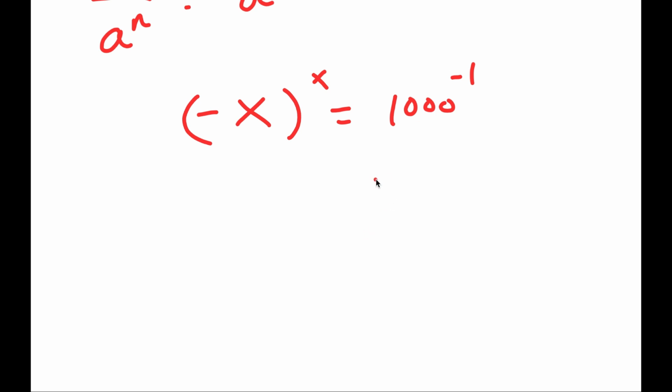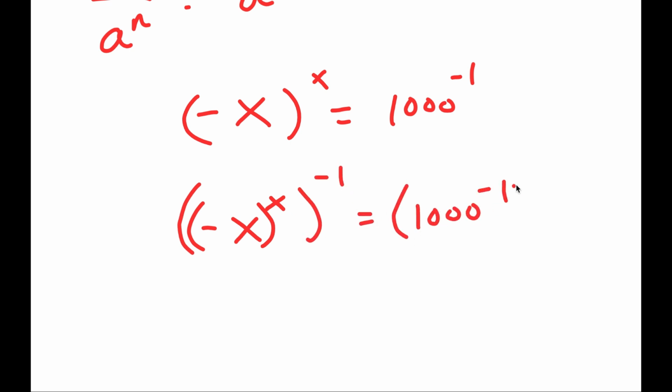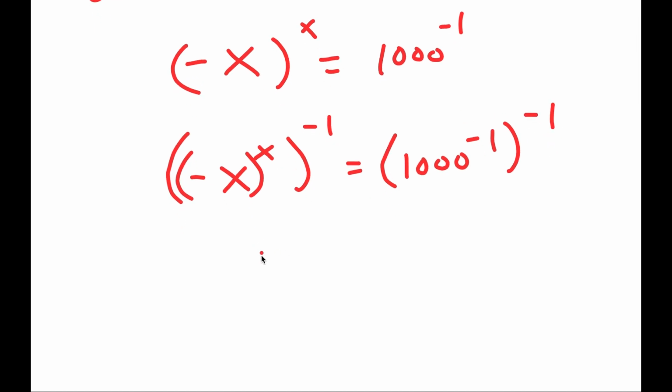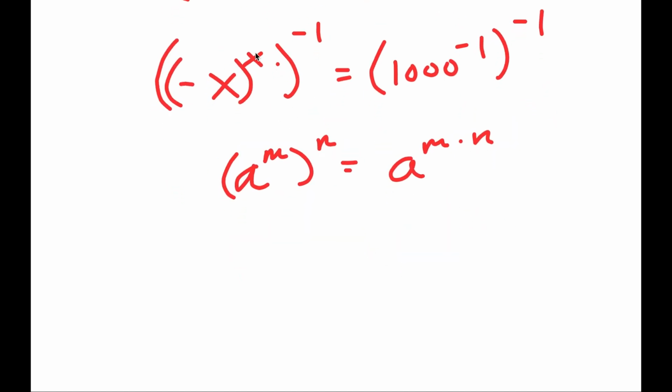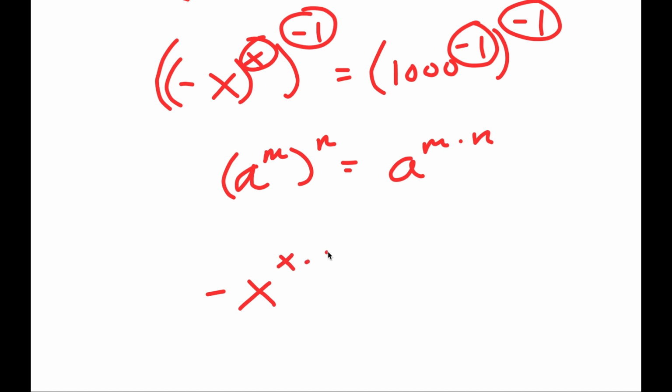Now, from here, what I'm going to do is take the power of negative 1 on both sides. So I get negative x to the power of x to the power of negative 1 is equal to 1000 to the power of negative 1 to the power of negative 1. And if I have something in the form a to the power of m to the power of n, this is equal to a to the power of m times n, meaning these two multiply and these two multiply. So I get negative x to the power of x times negative 1 is equal to 1000 to the power of negative 1 times negative 1.